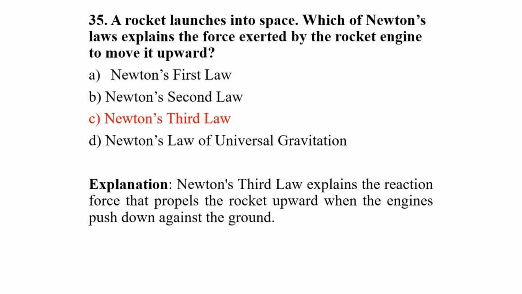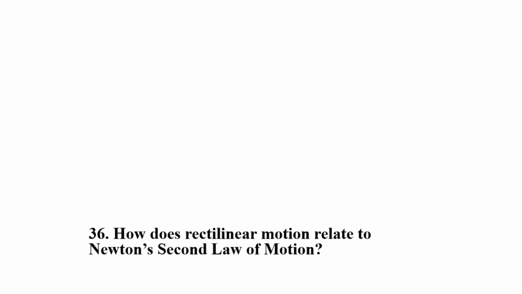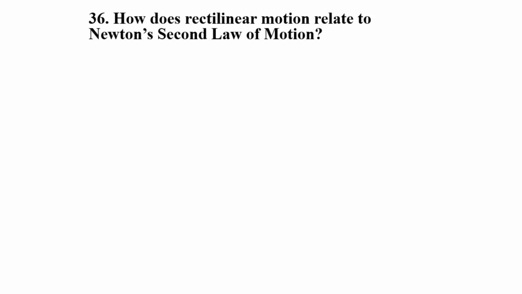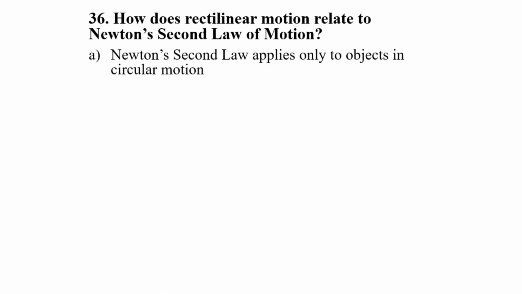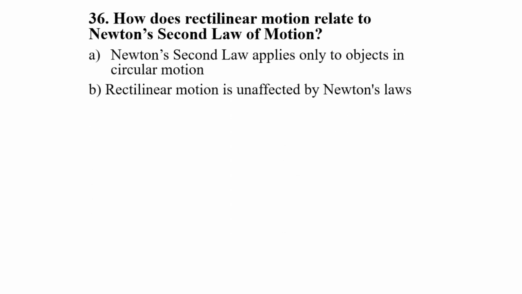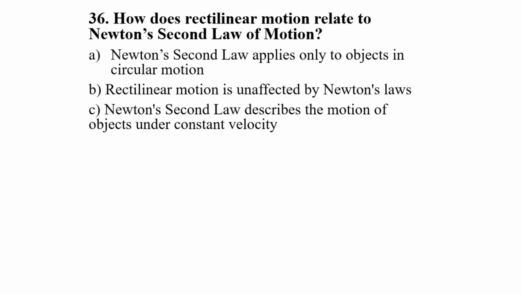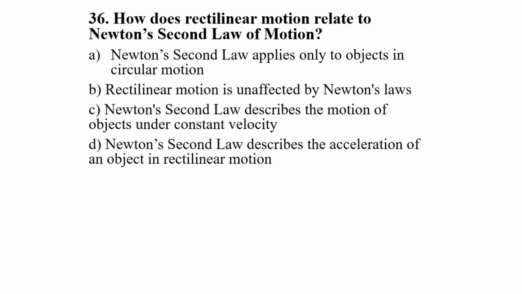Question number 36. How does rectilinear motion relate to Newton's second law of motion? A. Newton's second law applies only to objects in circular motion. B. Rectilinear motion is unaffected by Newton's laws. C. Newton's second law describes the motion of objects under constant velocity. D. Newton's second law describes the acceleration of an object in rectilinear motion.